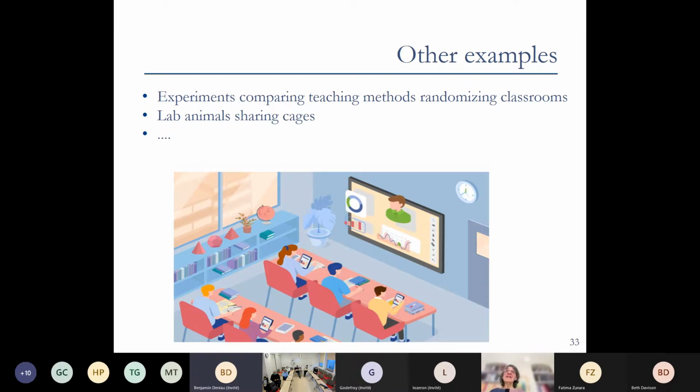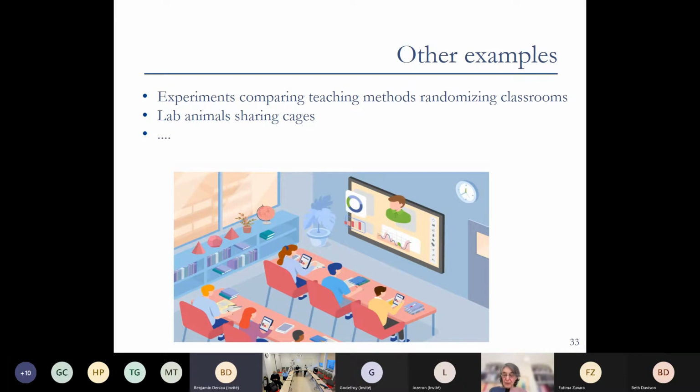Laboratory animals that share the same cages, another kind of example. Or surgeons in a specialized surgery where it really matters what surgeon you go to, the outcomes within a surgeon are correlated. So you have to think about what is the nature of the unit that you're looking at.